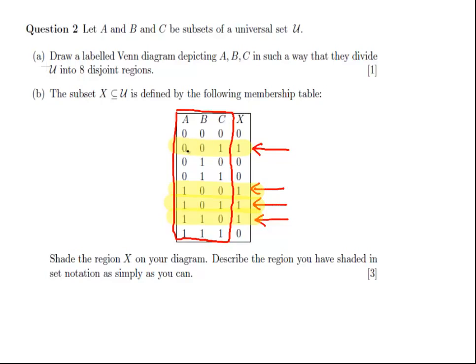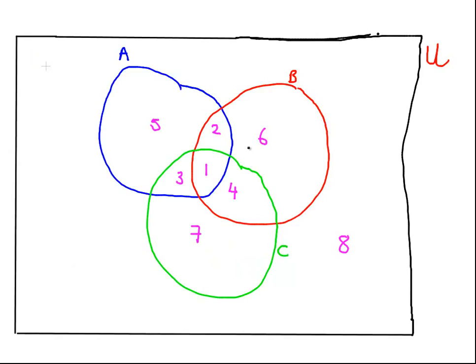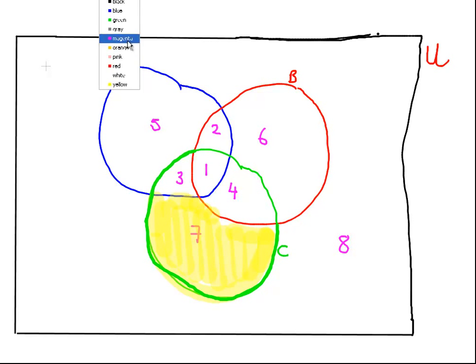So 0 for A, 0 for B, but 1 for C: not within A, not within B, but within C. You could say C only. So let's go back to our diagram. Which region corresponds to being within C but not within A and B? Clearly it corresponds to this region here, what I have written as region 7. I might have to fix up my boundaries, or my Venn diagram, as I go. So region 7 is within C but not within A or B.